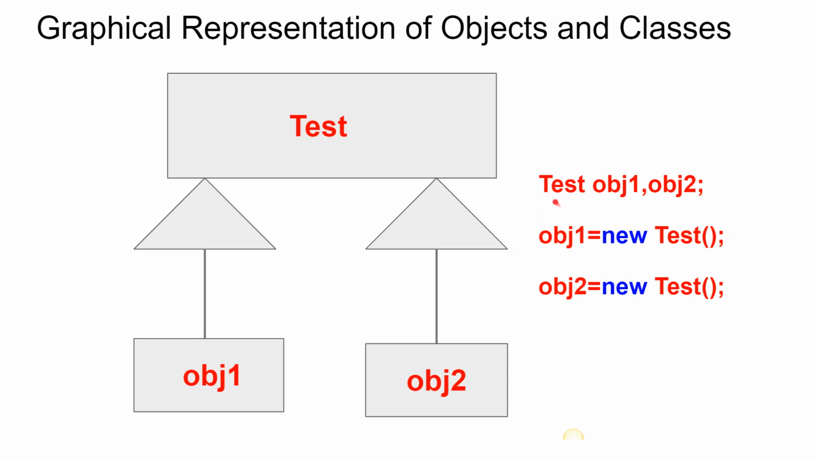So, the class name, space, object name. Here we have just declared obj for both objects, and here we are creating the instance, or copy, of the Test class. That's it, we are creating the object in general.